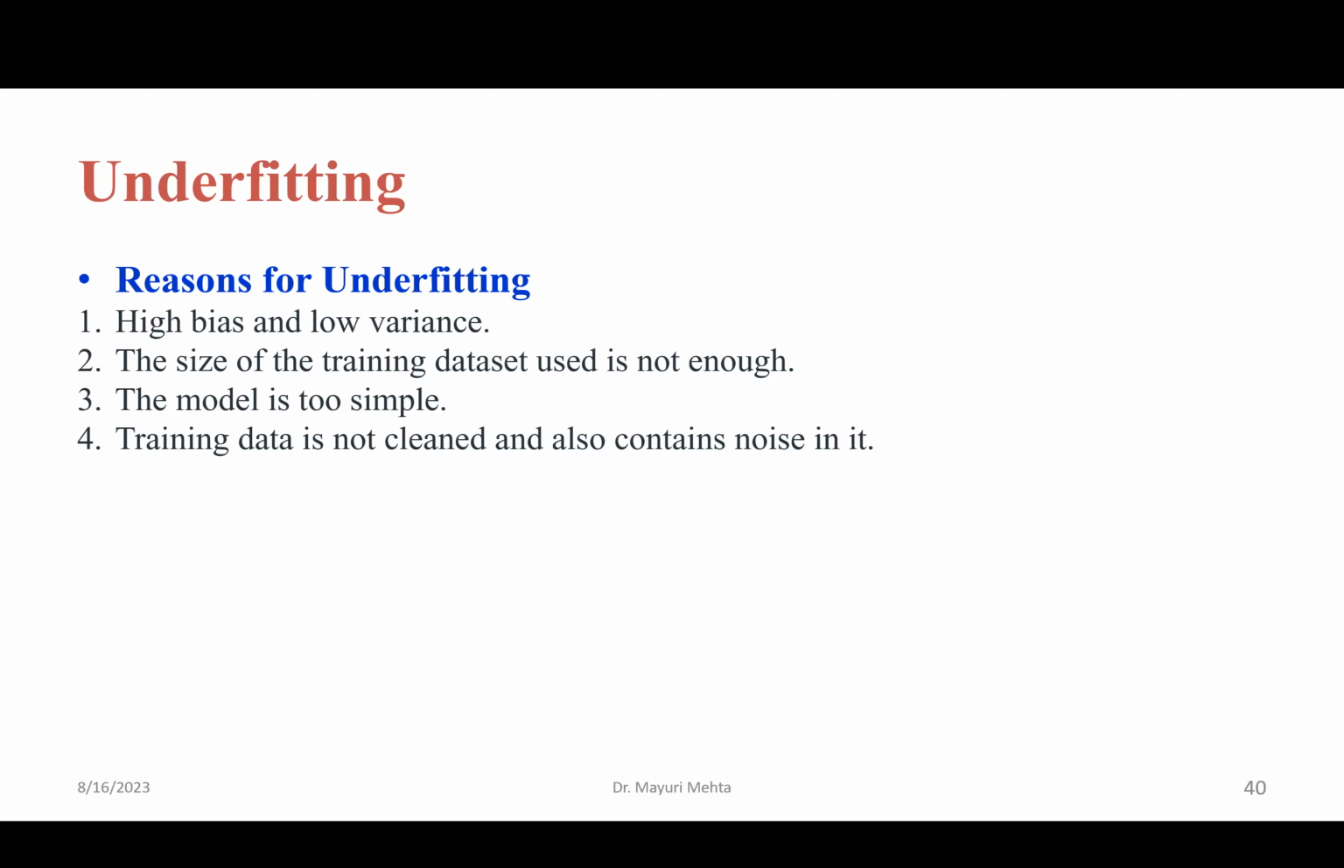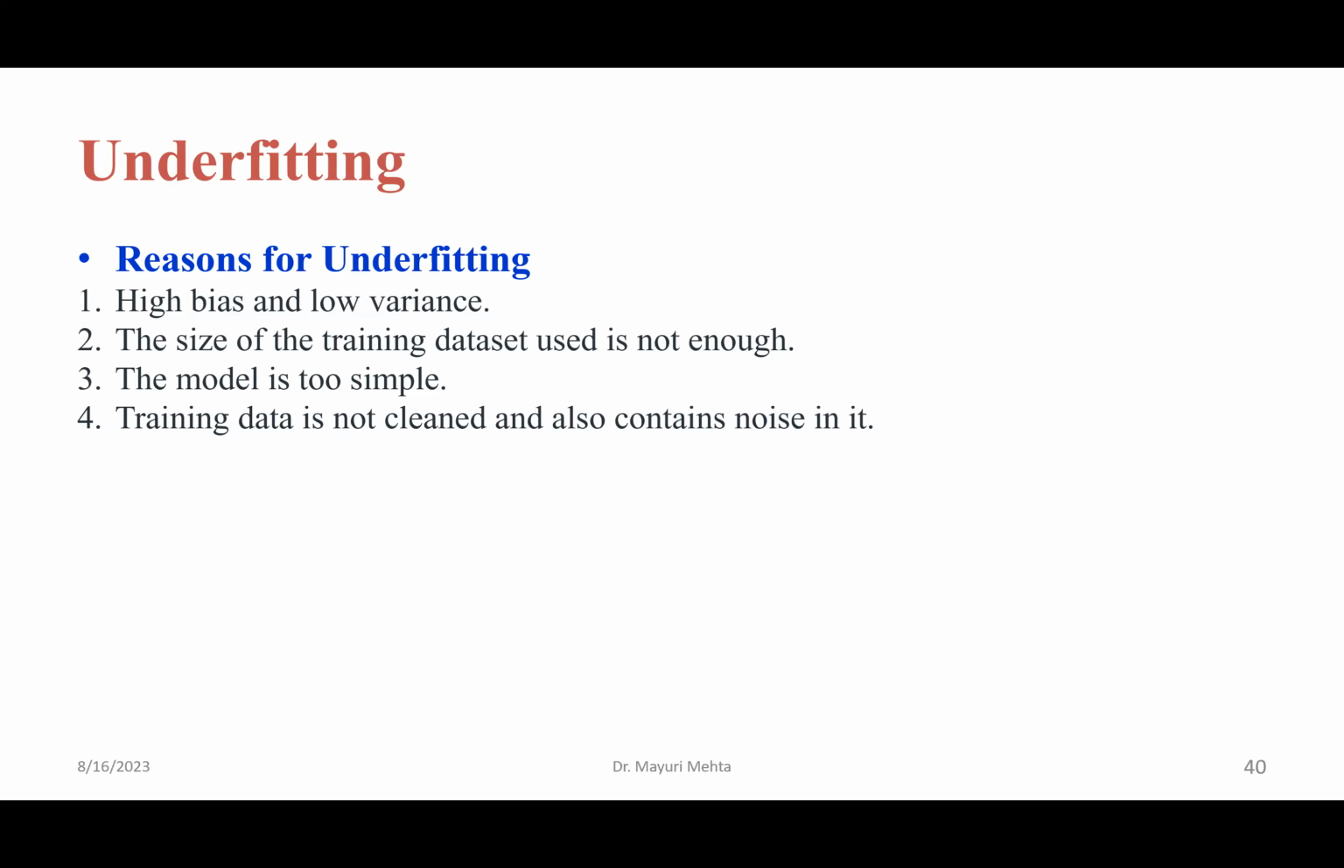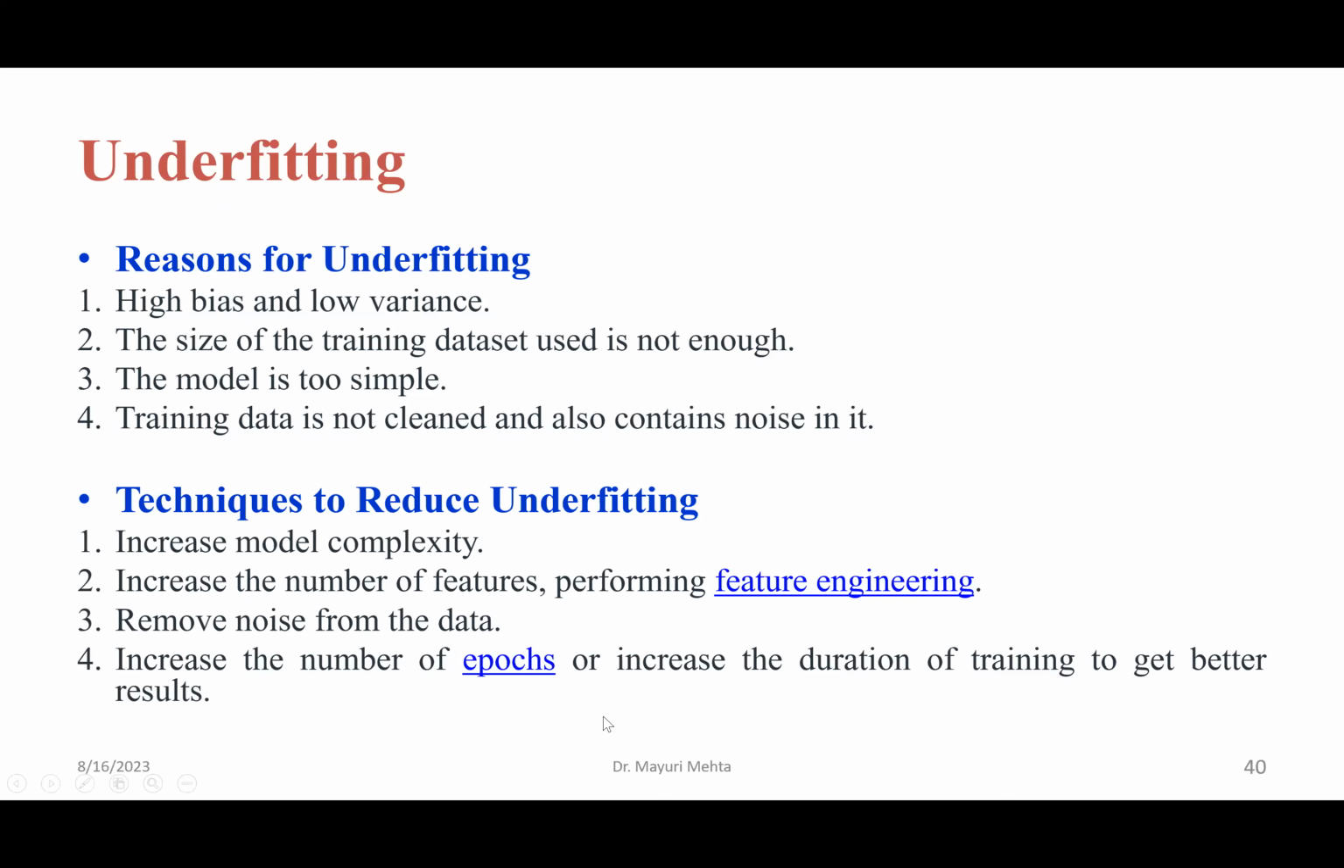Okay, these are the reasons. One or more reasons may be responsible for creating underfitting. And these are the techniques which can be used to reduce underfitting. We can increase the complexity of the model, because one of the reasons is that the model is too simple. When we don't know the exact reason and underfitting occurs, we have to try everything: we can increase the complexity of the model, and we can increase the number of features and perform feature engineering. Feature engineering is for feature selection.